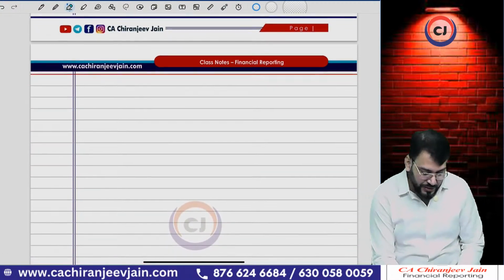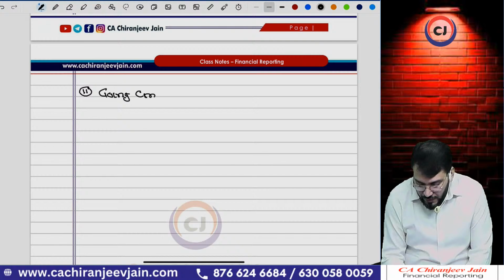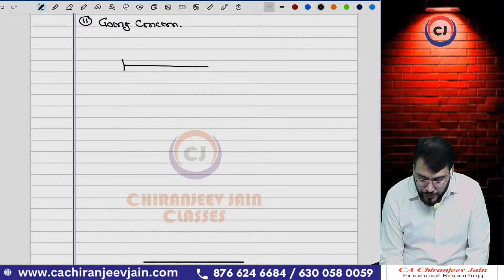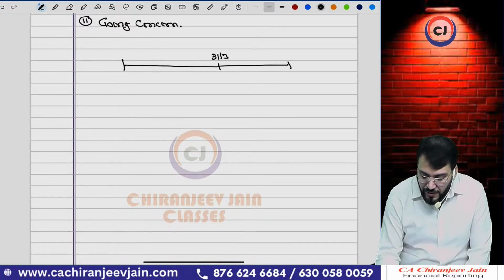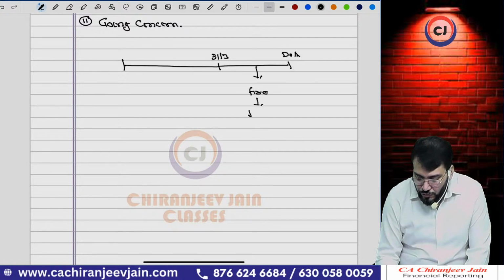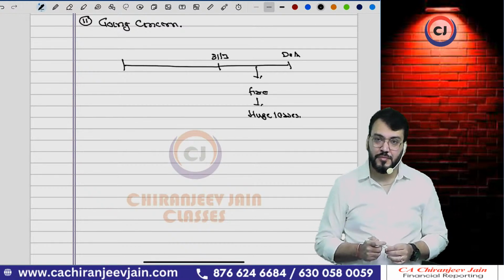Then the second special case is about going concern. This you have already done where? C enter. What do they say? Suppose this is 31st March, and this is the date of approval, and a fire occurred. It causes losses. Correct? But is it adjusting or non-adjusting?